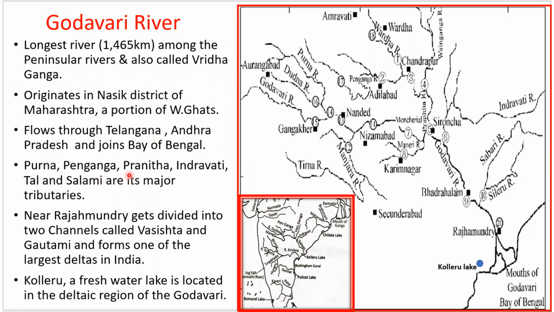Purna, Penganga, Pranhita, Indravati, Tal and Sabari are its major tributaries. Near Rajamundry, it gets divided into two channels called Vasishta and Gautami, and forms one of the largest deltas of India. Kolleru, a freshwater lake, is located in the deltaic region of Godavari.